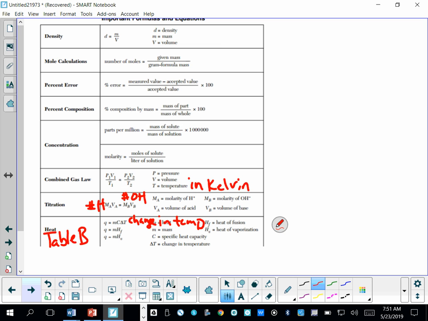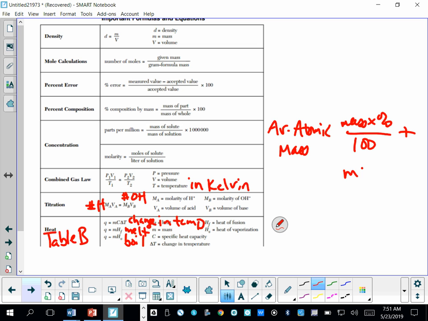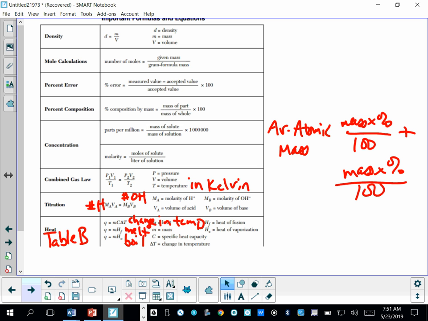So if you're changing temperature in the problem, we're going to use that one. For Q equals mHf, we're going to write melt. And for Q equals mHv, we're going to write boil. And then the final thing we're going to write, I want you to do it underneath the table, but I don't have space there, so I'm going to write it over here. Average atomic mass is mass times percent over 100 plus another one, mass times percent over 100, for isotopes.